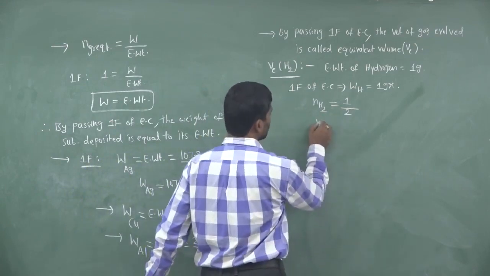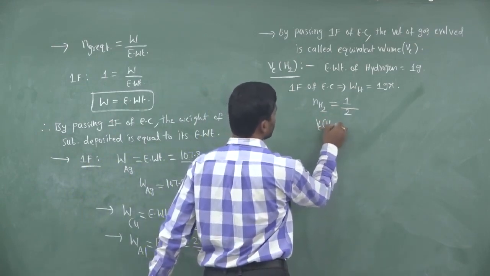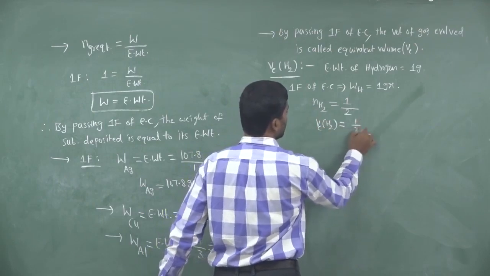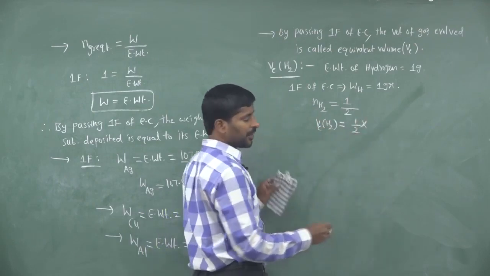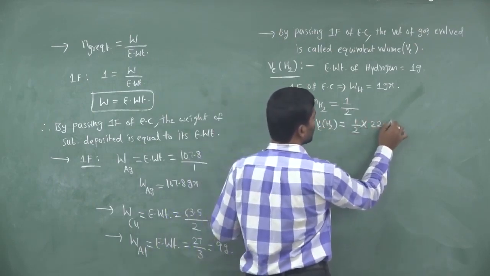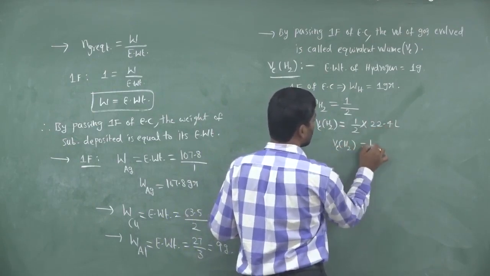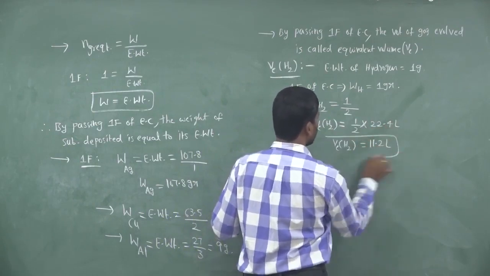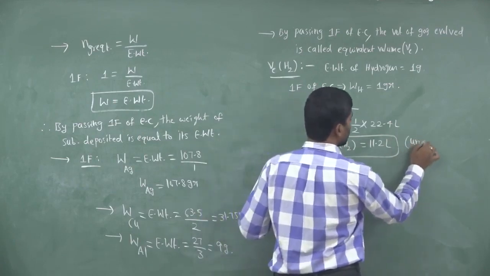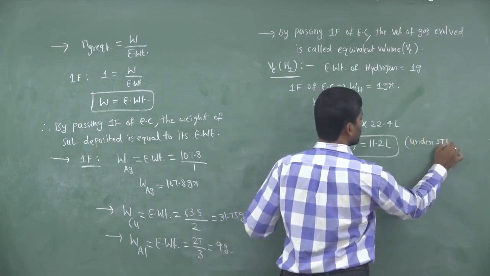That means what about equivalent volume? Under STP conditions, 1 mole of any gas occupies how much volume? 22.4 liters. That means the equivalent volume of H2 will be 11.2 liters. This is under STP or NTP conditions.